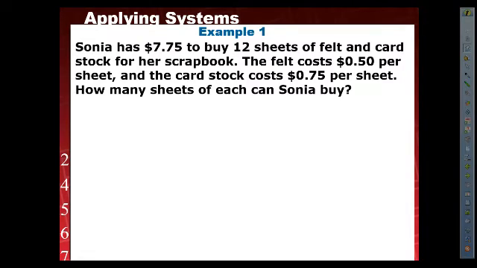Everybody ready? Once again, it says example 1. Sonia has $7.75 to buy 12 sheets of felt and cardstock for her scrapbook. The felt costs 50 cents per sheet and the cardstock costs 75 cents per sheet. How many sheets of each can Sonia buy?